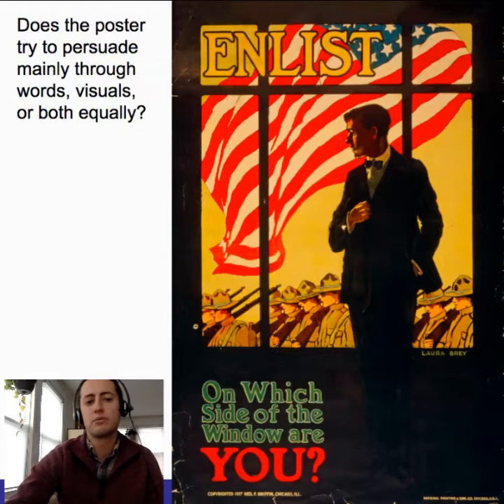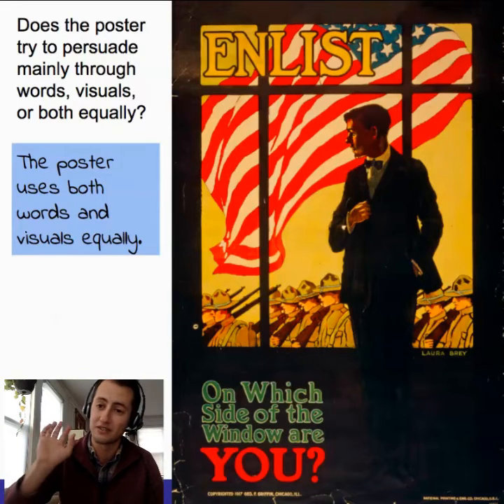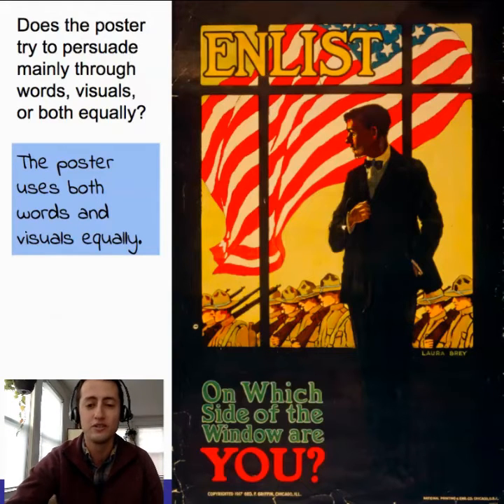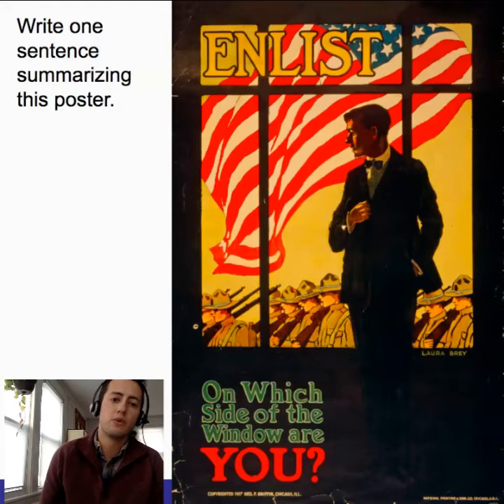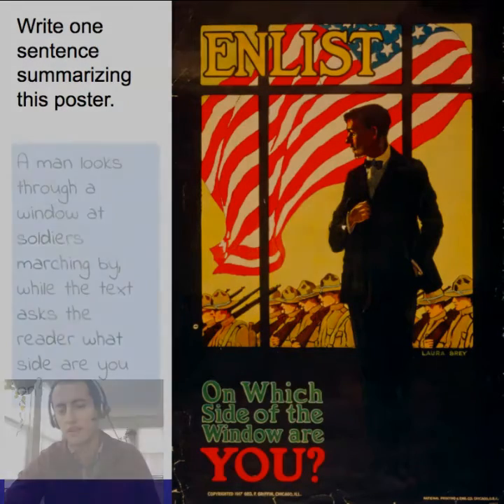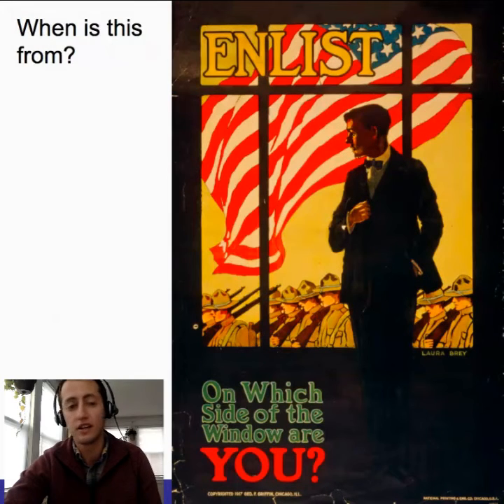Next thing is, does the poster try to persuade mainly through words, visuals, or both equally? And you might disagree with me here, but I argue that they're using both words and visuals equally in this poster. You see some big terms that are really telling the viewer what they want you to do, but you also see the sentiment in the imagery of the man watching the soldiers through the window. Next step is you're going to write one sentence summarizing this poster. So very quickly: a man looks through a window at soldiers marching by while the text asks the reader, what side are you on? And I summarized there a bit to fit it all into one sentence.